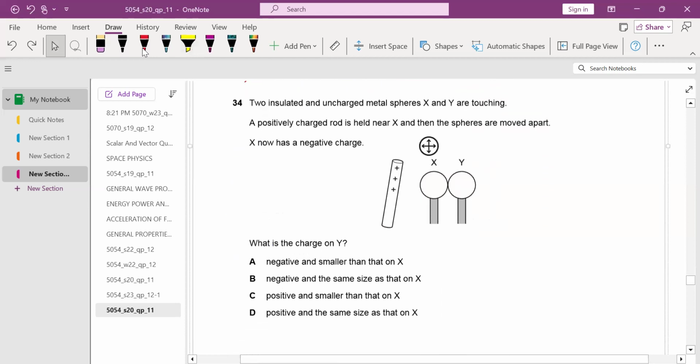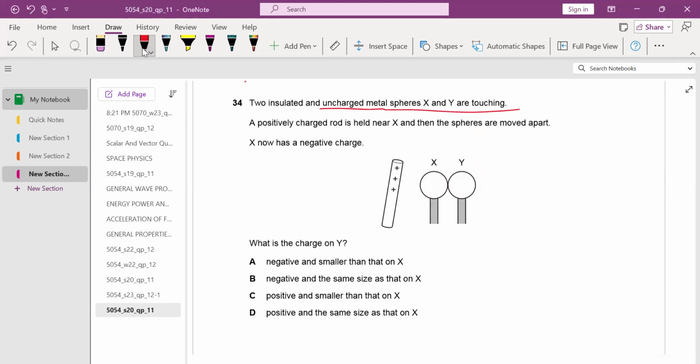Question 34. Two insulated uncharged metal spheres X and Y are touching. A positively charged rod is held near X and then the spheres are moved apart. Now X is negatively charged, because the positive rod is near. Now when there is negative charge on X, there would be positive charge on Y of the same size. Option D is correct for question number 34.